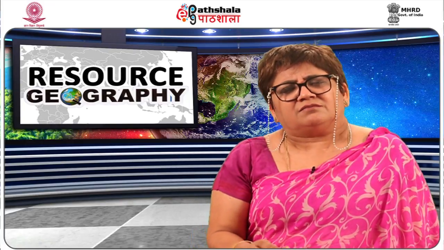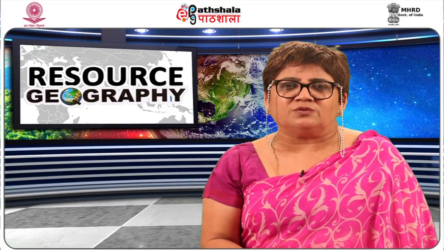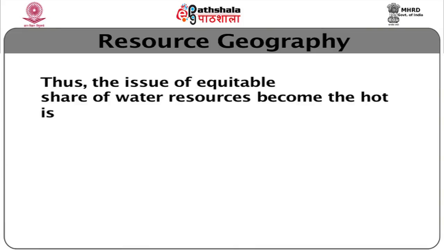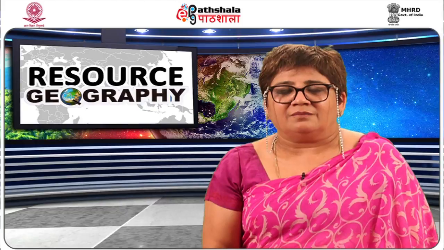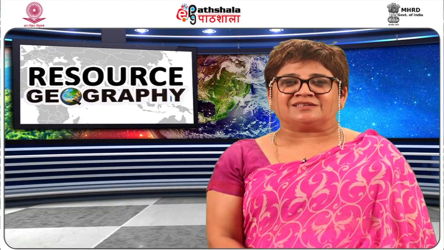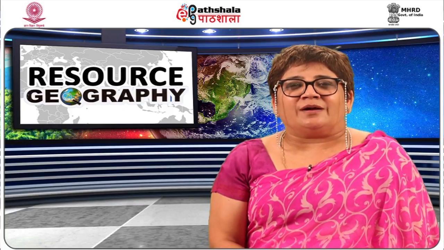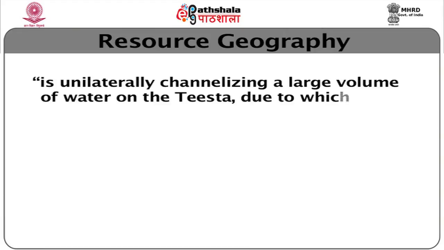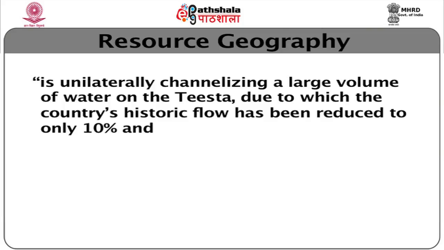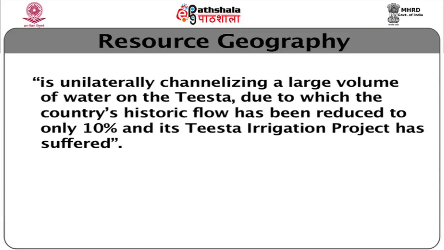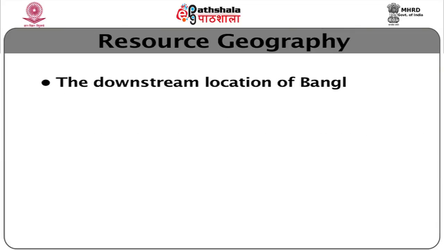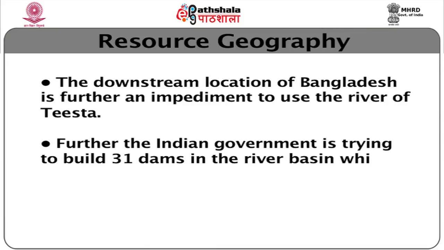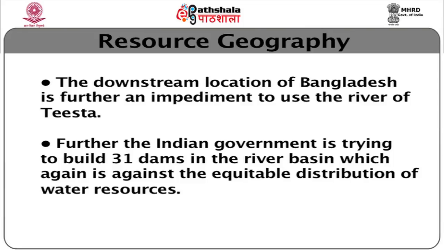50-50 we say, but is it right or wrong? Upper altitude and lower altitude, again, that creates a problem. Does the issue of equitable share of water resources become a hot issue for contention? Bangladesh has put a huge claim over the Indian government's action to build the Gazaldoba barrage and said that this barrage is unilaterally channelizing a large volume of water on the Tista, due to which the country's historic flow has been reduced to only 10% and its Tista irrigation project has suffered. The downstream location of Bangladesh is further an impediment to using the Tista river. Further, the Indian government is trying to build 31 dams in the river basin, which again is against the equitable distribution of resources.